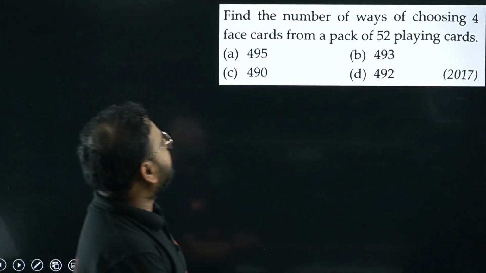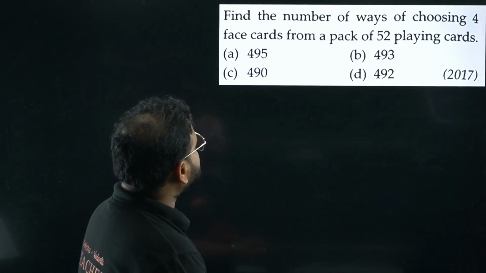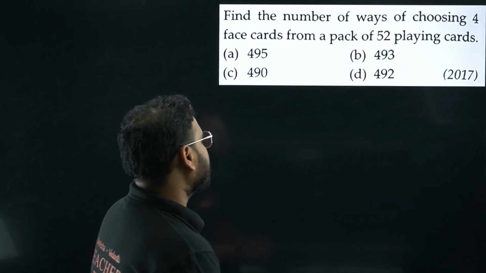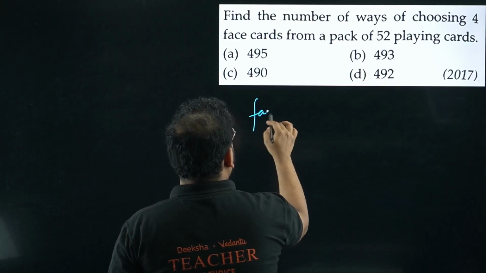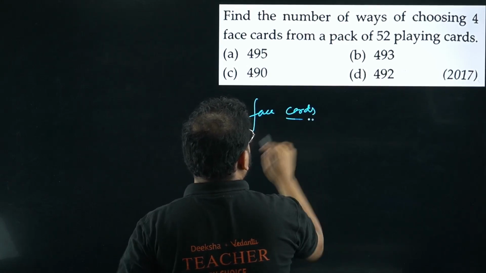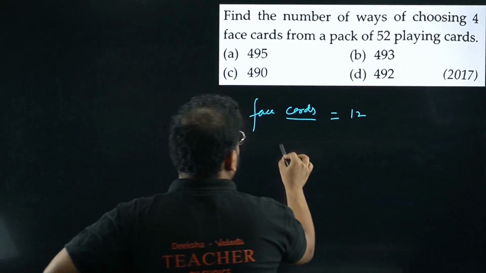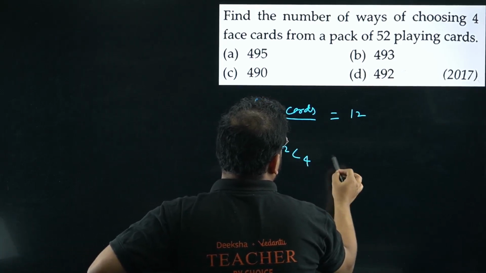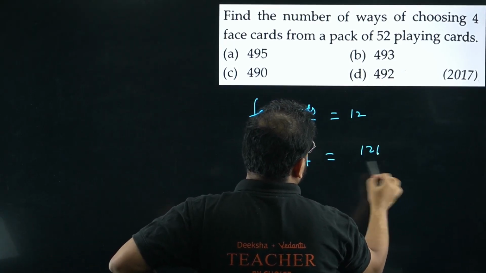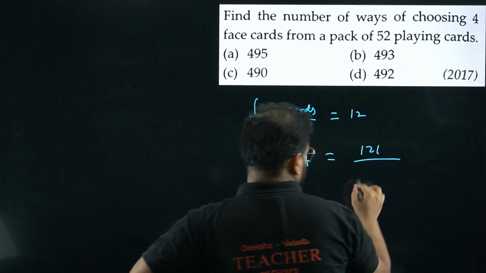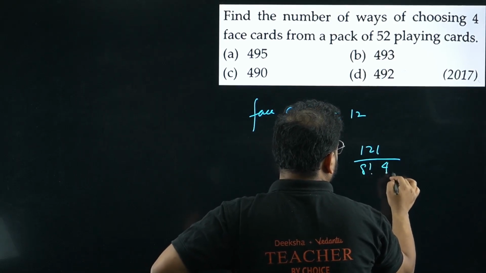The number of ways of choosing 4 face cards from a pack of 52 playing cards. Face cards are total 12. So basically out of 12 I have to pick any 4. So it will become 12 factorial upon, please check, 8 factorial into 4 factorial. What do I get for this?